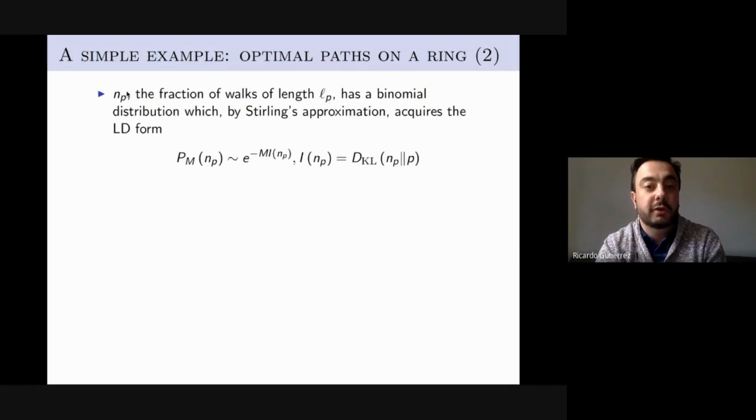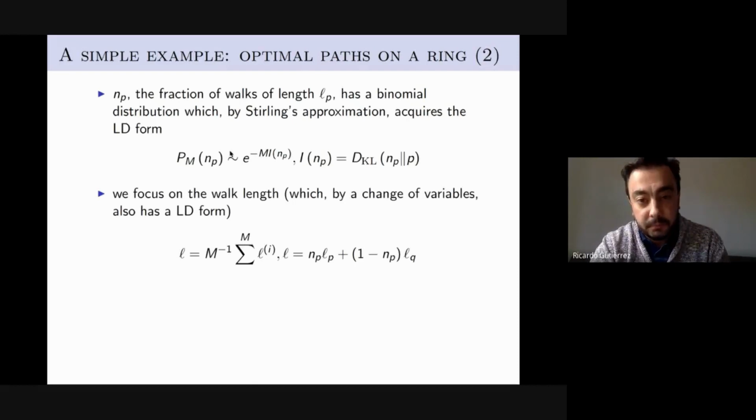So the fraction of walks that have a length LP has a binomial distribution, which by Stirling's approximation acquires this large deviation form. And this large deviation form has a rate function, which is the Kullback-Leibler divergence of a Bernoulli trial with probability P and a Bernoulli trial with the fraction of walks that take that length. Okay, so this is minimized when NP equals P, so that's the highest probability. It's basically the idea of the law of large numbers.